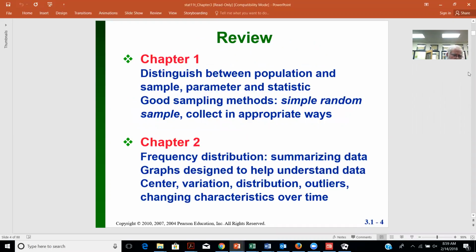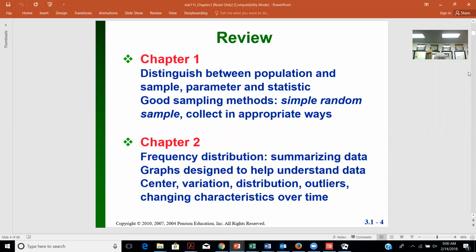Just a quick review. We looked at last week a lot of terms that we use, defining the difference between a population and a sample. Remember, a population is every possible participant in a study that you could have. So it's like a census. We also call it a census. And a sample is a subgroup of that broader population.